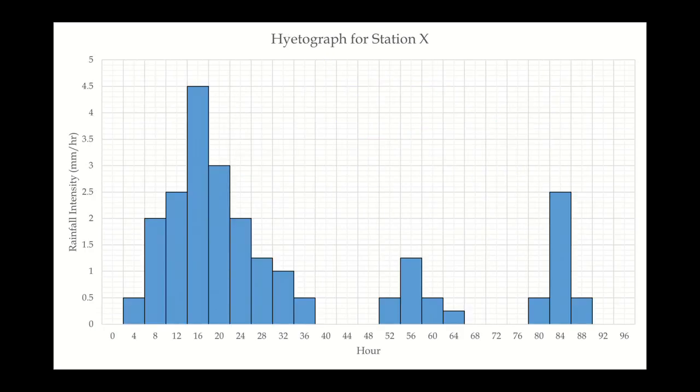When we plot the rainfall intensity against the time interval, we will get a hyetograph. A hyetograph presents the rainfall data in the form of a bar chart, where the area under the graph denotes total rainfall depth for a certain period. A hyetograph is derived from the rainfall mass curve.